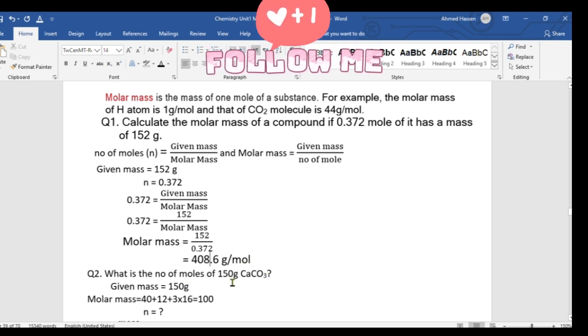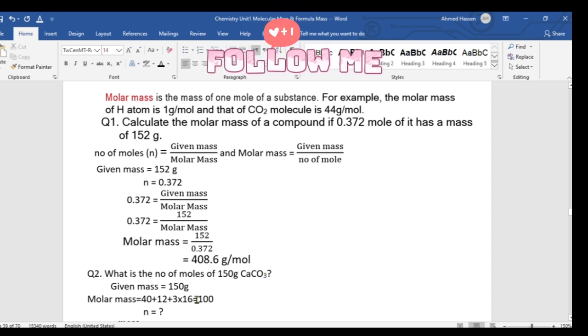What's the number of moles of 150 grams of calcium carbonate? You might be asked this type of question. The given mass here is 150 grams, and the molar mass of calcium carbonate is 1 calcium, 1 carbon, and 3 oxygens. The atomic mass of calcium is 40, that of carbon is 12, and oxygen is 3 times 16, the subscript of oxygen 3 multiplied by the atomic mass of oxygen. This is 48. 48 plus 12 plus 40 is equal to 100.